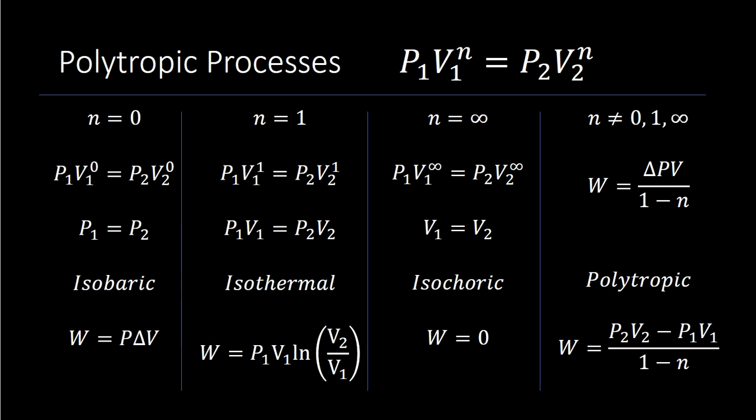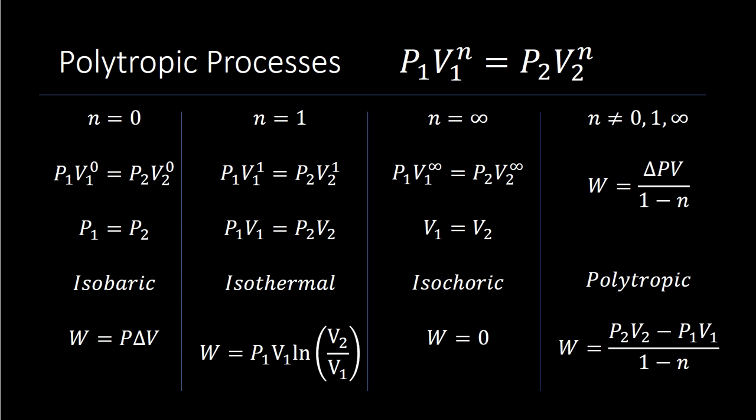Now, if we just look at some classical examples, where n equals 0, well, plugging that into our polytropic equation, that gets us volume dropping out, and we have P1 equaling P2. Well, that's true for isobaric processes.